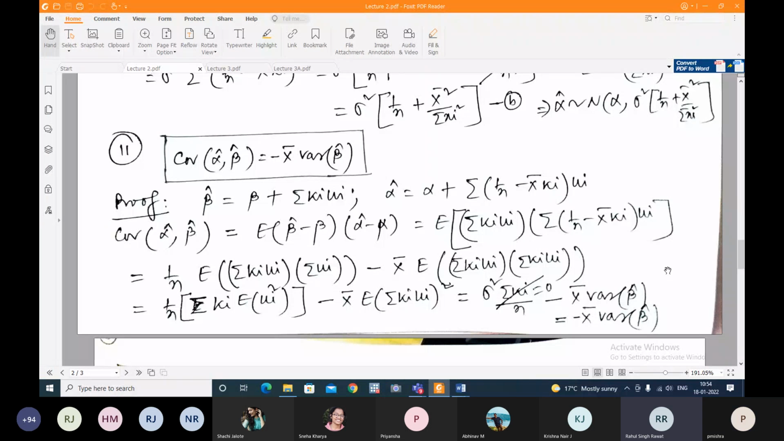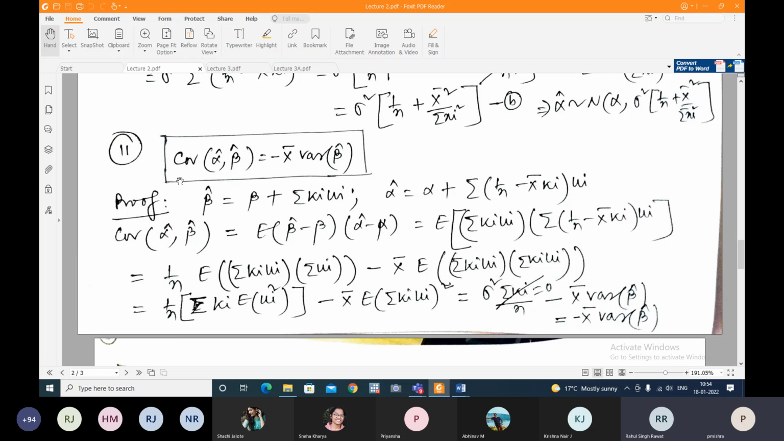So x bar would be positive and there would be an inverse association, or you can say the covariance between alpha hat and beta hat would be negative, given that variance of beta hat is positive. Is it clear? Yes, sir.